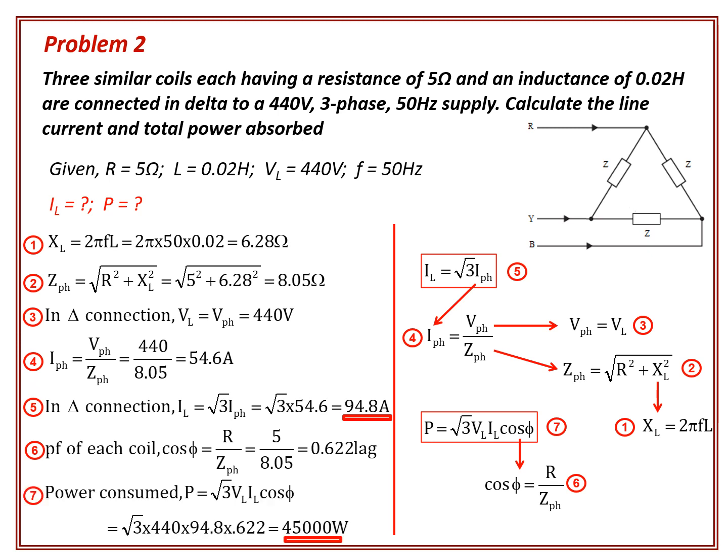Power consumed, P, is equal to root 3 VL IL cos phi. Substituting VL equal to 440, IL equal to 94.8 and cos phi equal to 0.622, we get power consumed equal to 45,000 watts.